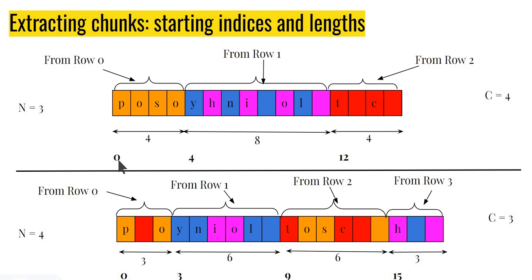but the indices for these have to be carefully computed. This is not equally spaced. For example, here 0, the next one starts at 4, the next one starts at 12. Here it's 0, 3, then add 6, so 9, 15, and so on and so forth. So we have to be a little bit careful here. It has to be done quite, let's say, meticulously.